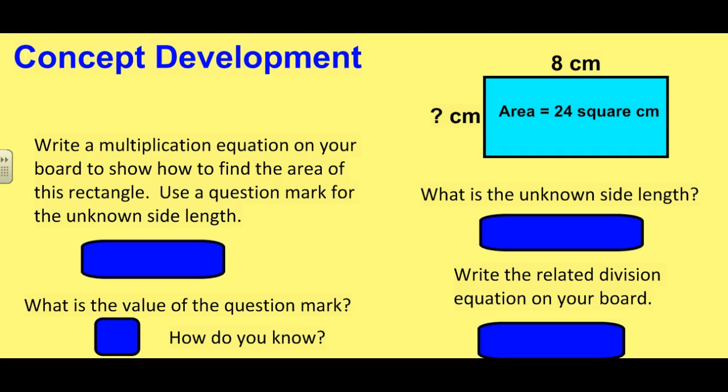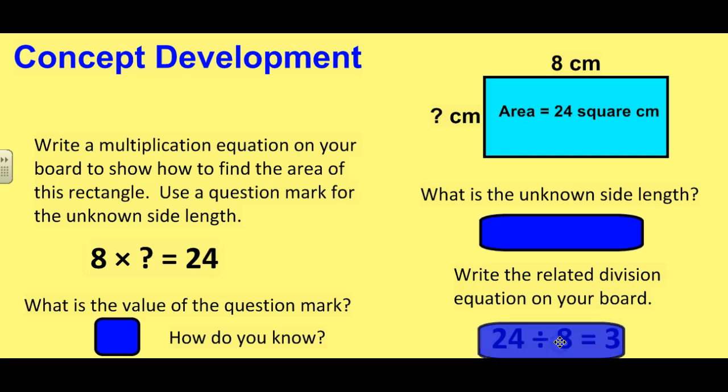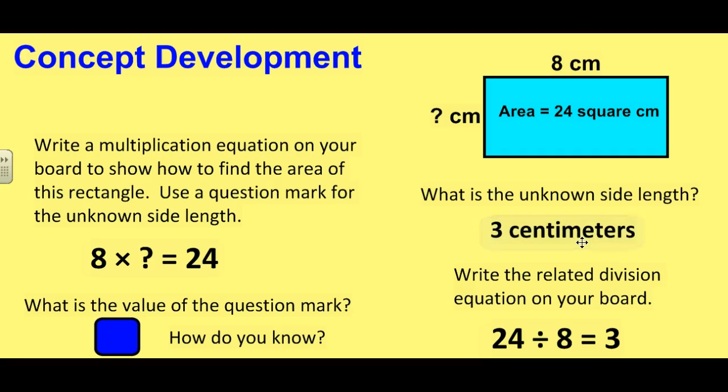Okay, so the multiplication equation that I was looking for was 8 times question mark equals 24 because we're not sure what that other side length is. And our division equation is 24 divided by 8 equals 3. And this 3 tells us that is the other side length because we know that when we multiply 8 and 3 together, we get 24. So the unknown side length that you needed to write on your board was 3 centimeters. And if you put cm for centimeters without spelling it out, that's okay as well.